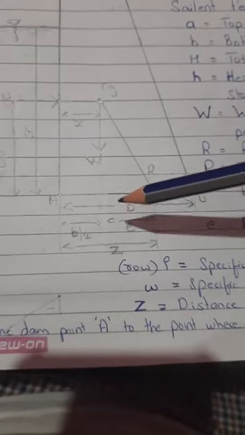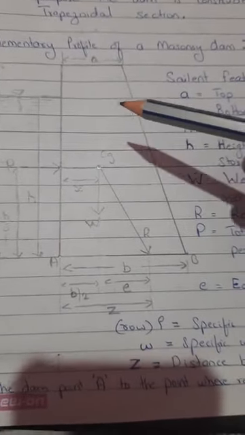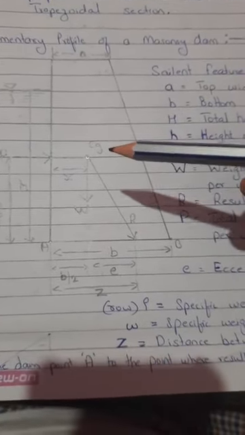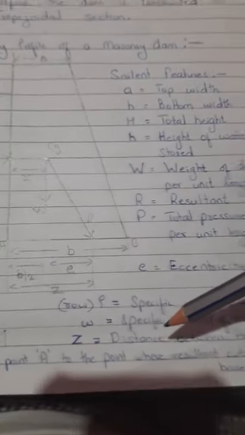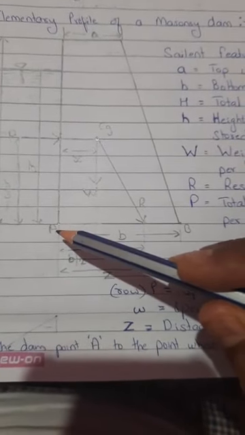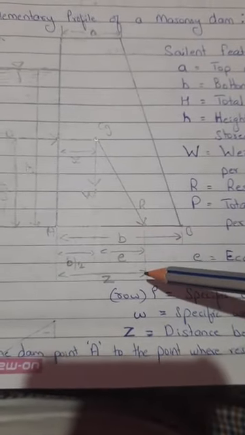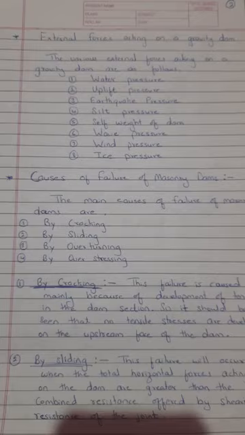E is the eccentricity, and rho means the specific weight of masonry. If it is masonry, the specific weight will be different; if it is concrete, again the specific weight will be different. And Z means the distance from the heel of the dam, point A, to the point where the resultant cuts the base. These are the basic salient features of the elementary profile of the dam.